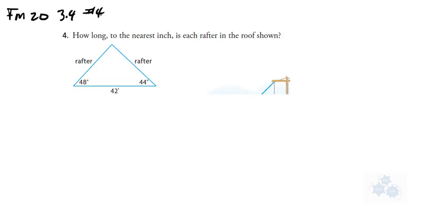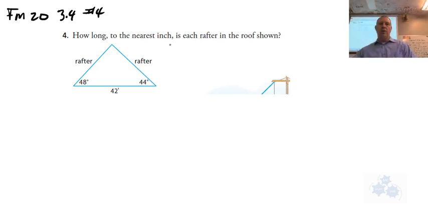Okay, so this question here says, how long to the nearest inch is each rafter in the roof shown? So pretend this is a roof of a house here. These are the rafters, they're labeled right here, okay? Rafter and rafter. So you're looking for the length here.